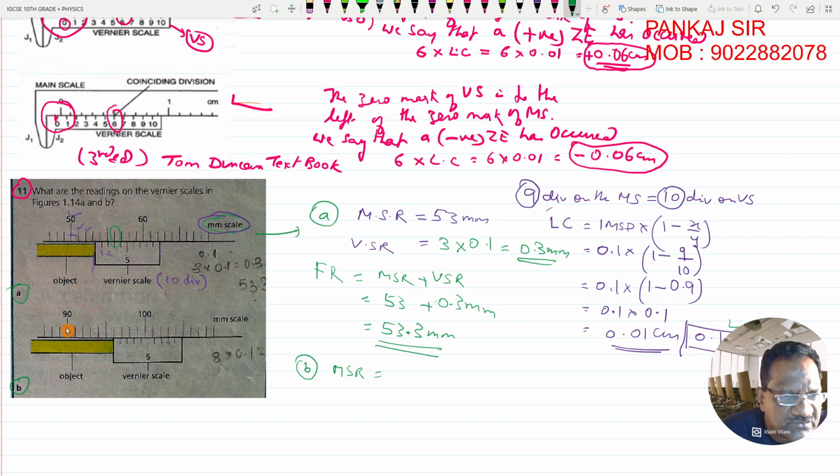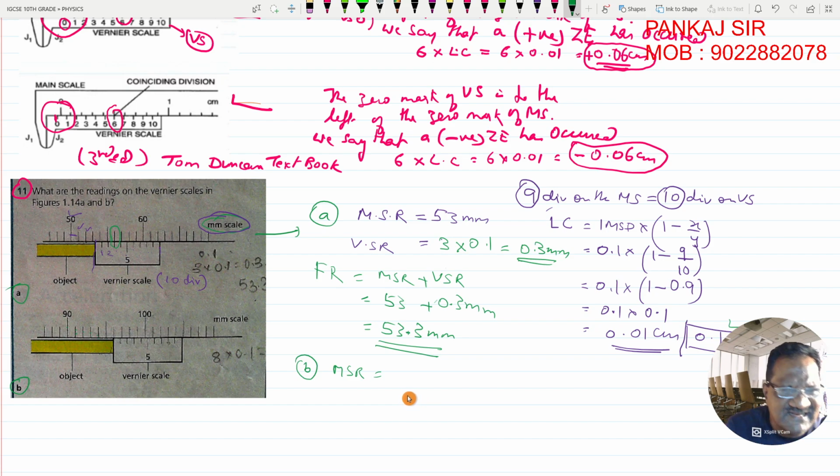So I can see that this is 90 on the main scale, this is 91 millimeter, 92 millimeter, 93, 94, and one second, 91, 92, 93, 94, 95, and slightly less than 96. Okay, slightly less. So you can say that it is in between 95 and 96, but slightly less than 96.